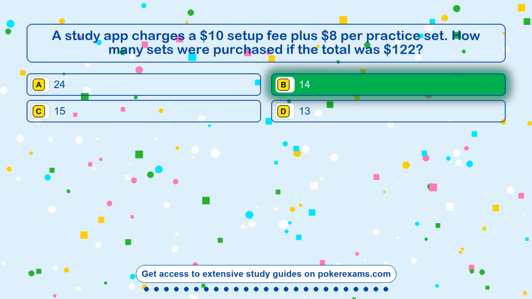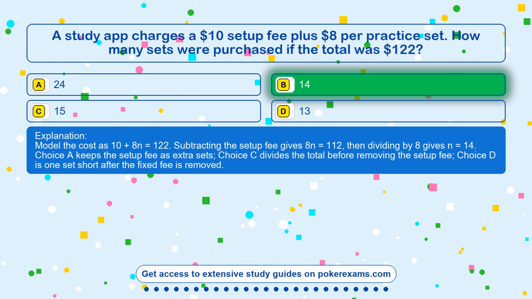The correct answer is option B, 14. Model the cost as 10 plus 8n equals 122. Subtracting the setup fee gives 8n equals 112, then dividing by 8 gives n equals 14. Choice A keeps the setup fee as extra sets, choice C divides the total before removing the setup fee, choice D is one set short after the fixed fee is removed.